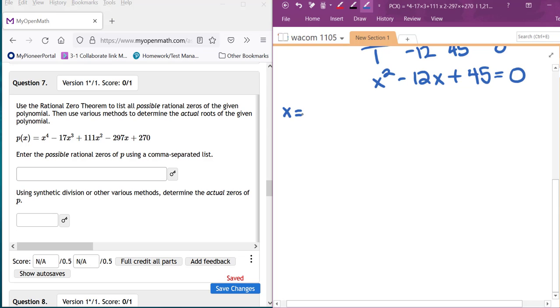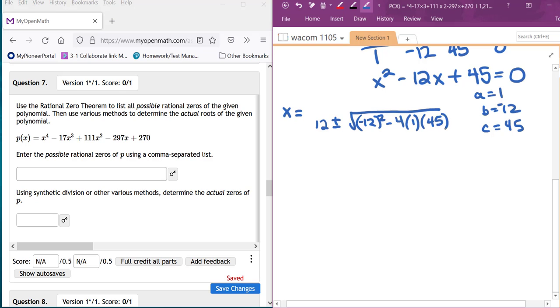X is equal to negative b. All right, we should have listed our a, b, and c. A is 1, b is negative 12, and c is 45. So x is equal to negative b, so that will be a positive 12, plus or minus the square root of b squared minus 4 times a times c, all over 2 times a.